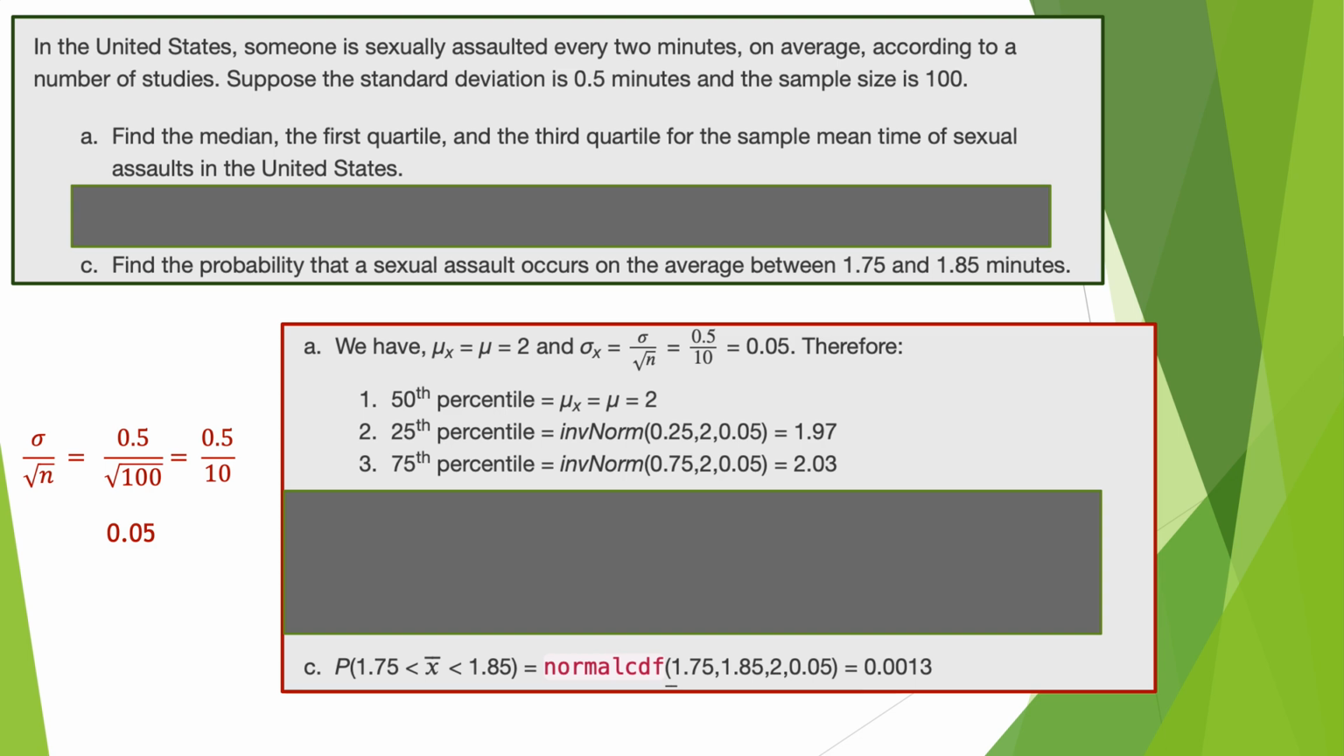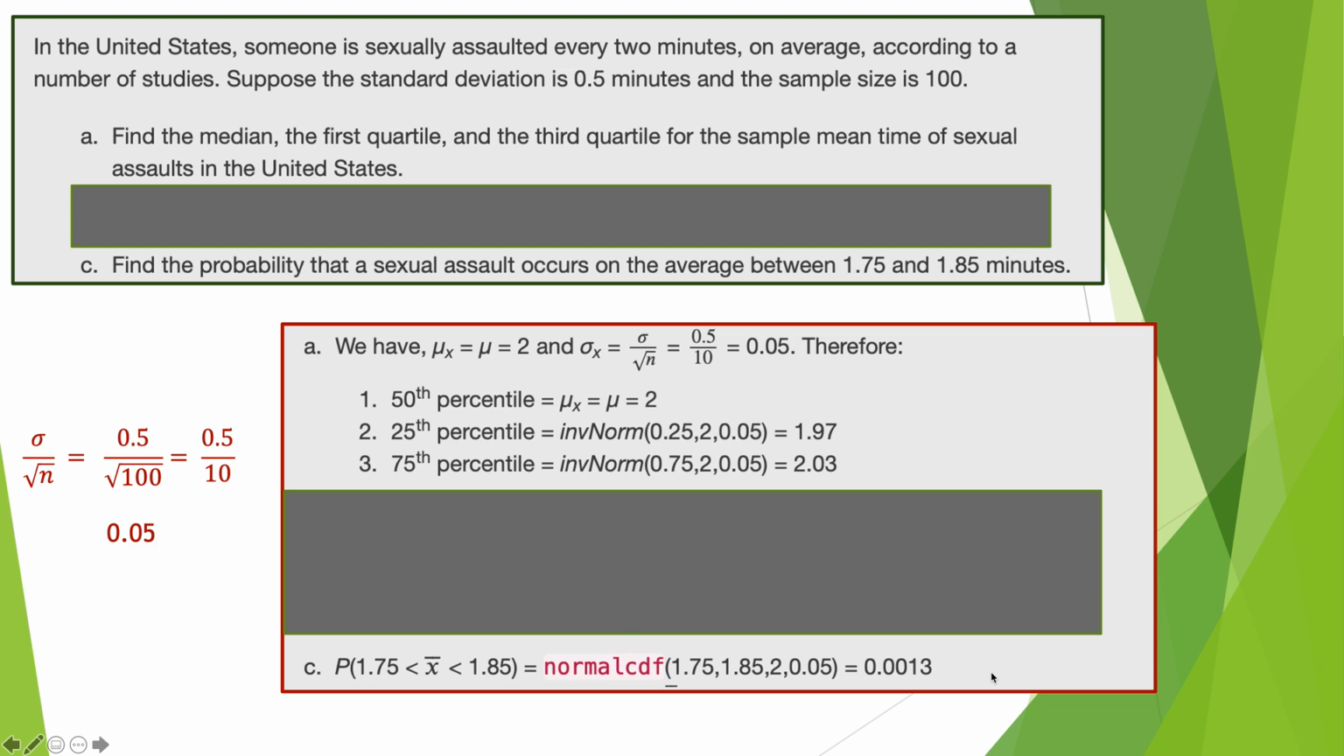The big rectangle's there because there's a question underneath about sums and central limit theorems and sums. We don't get into any of that, so we'll skip it. And we'll go to part C, which says between 1.75 and 1.85, and we'll just do the normal CDF button. So second VAR's normal CDF. The lowest is 1.75, the highest is 1.85, the mean is 2, and my standard deviation is 0.05, and that gives me 0.0013. And that's it.